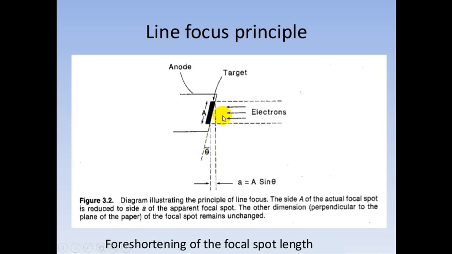Why is the actual focal spot size bigger? Actual focal spot size is bigger so that there will be more room for the electrons to travel. Kasi pag maliit ang actual focal spot size, magkakaroon ng overheating ng X-ray tube. At bakit maliit ang effective focal spot size? Kaya maliit so that the image is sharper or the resolution is sharper.